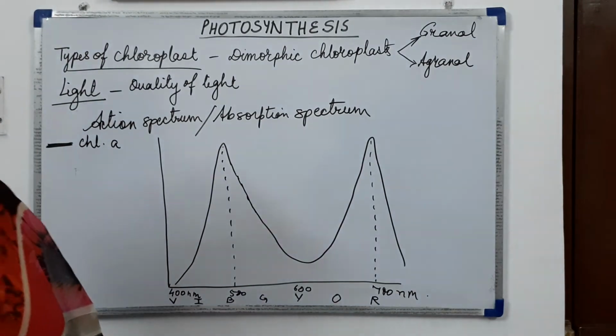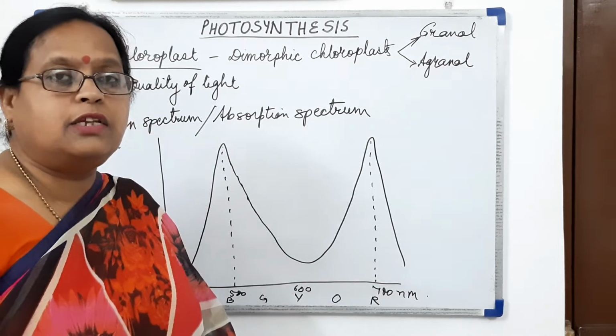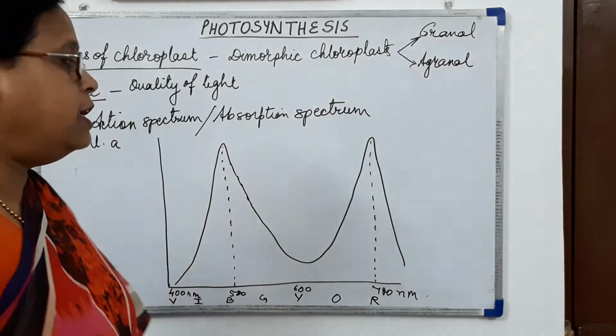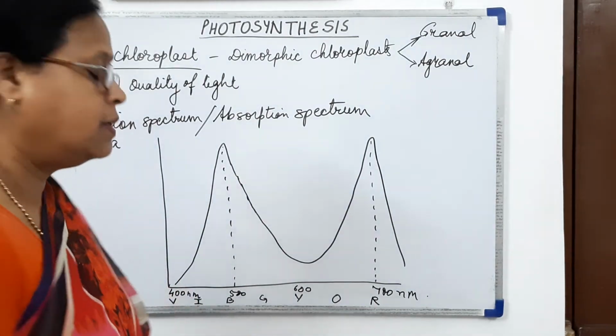So it may be asked in which light the photosynthesis is maximum. So we can say that it is maximum in blue and red light.